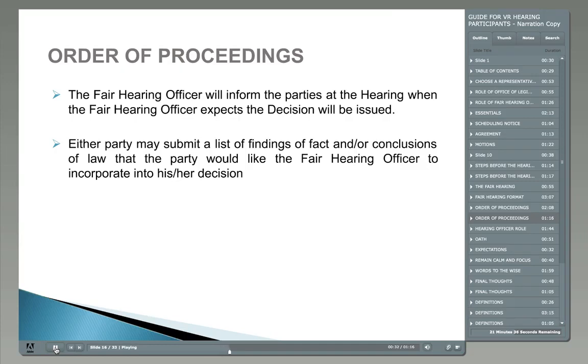Either party may submit a list of findings of fact or conclusions of law that the party would like the fair hearing officer to incorporate in his or her decision. So let's say you're a VR staff member or VR representative, and you think that, boy, the federal guidance on informed consent really bolsters our case here, or the federal guidance on the development of the IPE and this aspect of it really bolsters our case. You can submit those guidances or that part of the Code of Federal Regulations, or even previous case law, for example, which are considered sort of findings of fact and conclusions of law in support of your decision. Both sides have that opportunity.